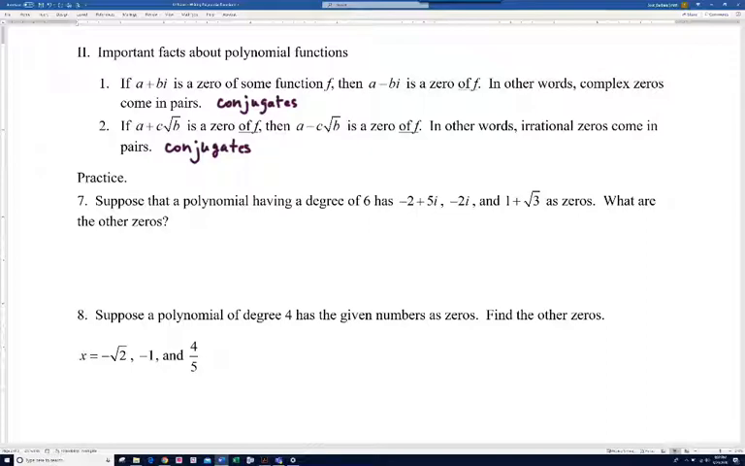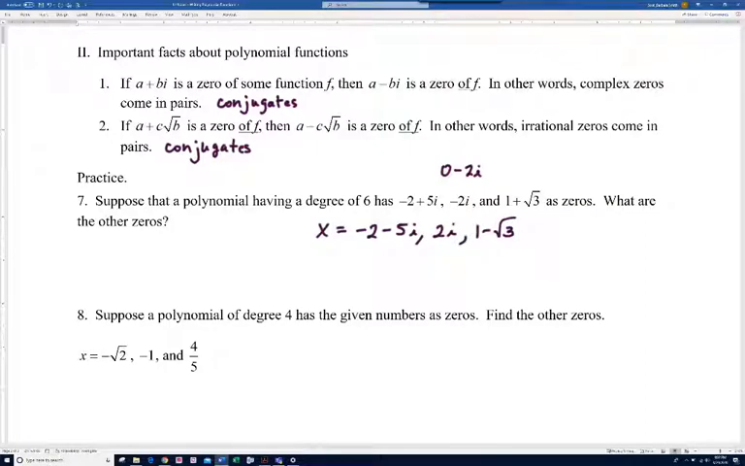Let's now look at 7. It says, suppose that a polynomial having a degree of 6 has negative 2 plus 5i, negative 2i, and 1 plus the square root of 3 as zeros. What are the other zeros? Well, if negative 2 plus 5i is a 0, we know the conjugate, negative 2 minus 5i, will be a 0. Now, notice with negative 2i, that's really 0 minus 2i. We just don't normally write the 0, which means 0 plus 2i would be the conjugate, or just 2i. And then the last one here, you would get 1 minus the square root of 3.